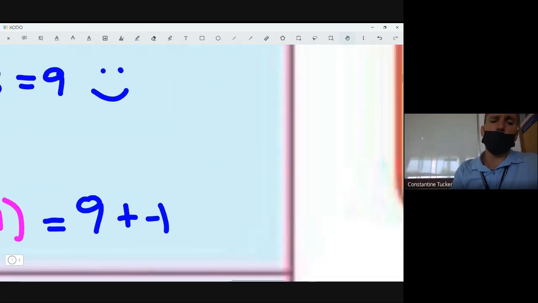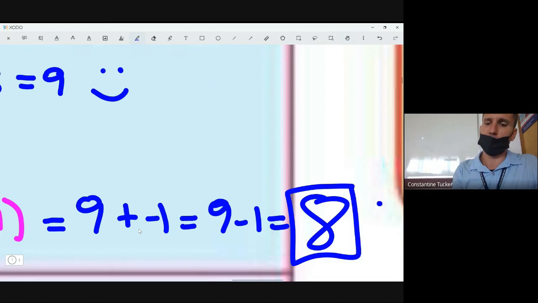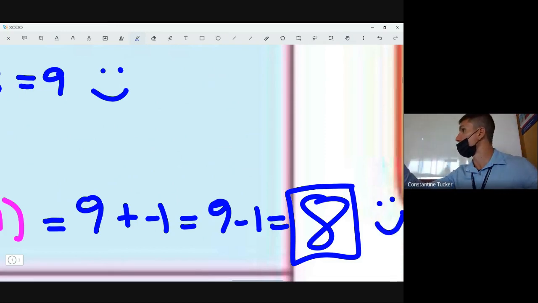Yes, exactly. Because plus and minus together give us a minus, right? It's like a negative and a positive. So 9 minus 1, which gives 8. Exactly. Very close, very close. Well done. So close. 7 was almost correct.